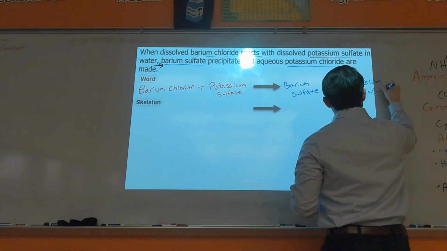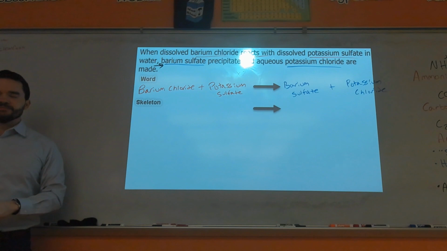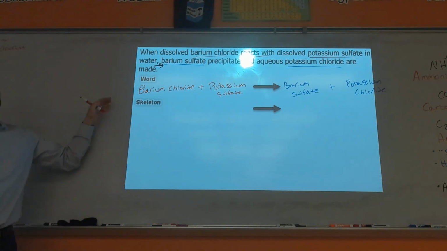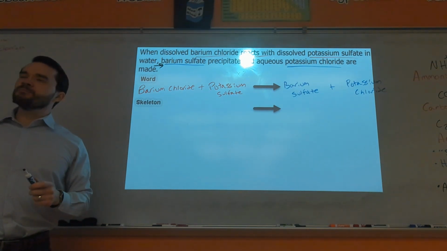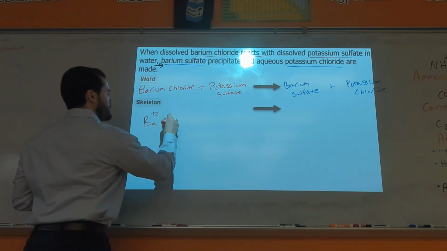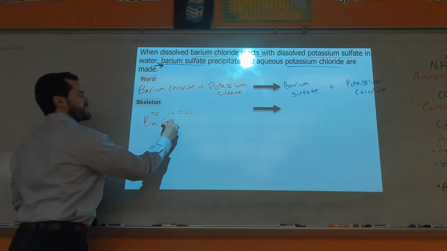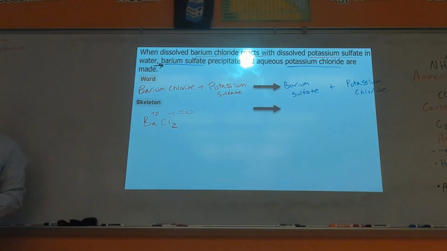And I think that isn't really what people are having an issue with. The issue is getting into the skeleton equation. That's because that's where we have to use the naming rules. So barium chloride, barium is a +2 charge. Chloride is a -1. Chlorine's a -1. Charge has got to get to 0, so that's why it's BaCl2.